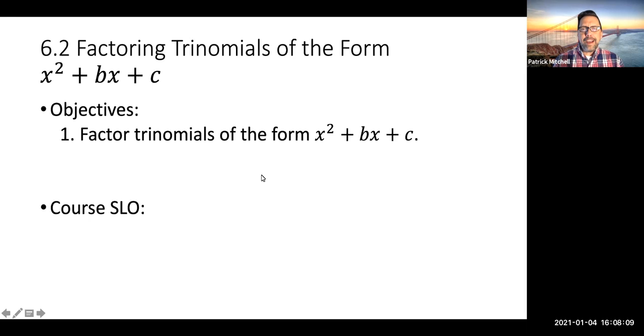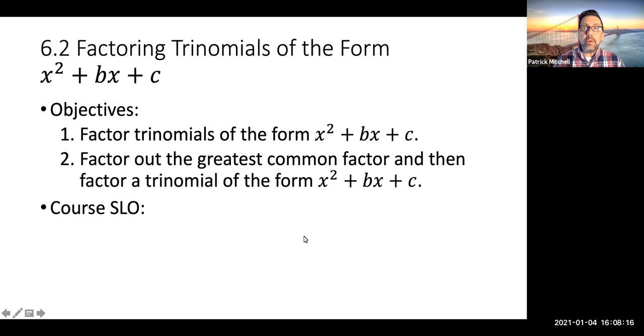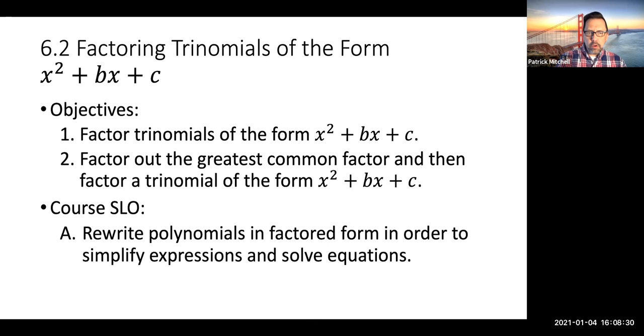The objectives in this section are to factor trinomials of the form x squared plus bx plus c, including when you have to start by factoring out a greatest common factor. So we're going to try really hard to always stay in the habit of looking for greatest common factor first. And we're still on SLOA, which is to rewrite polynomials in factored form in order to simplify expressions and solve equations.